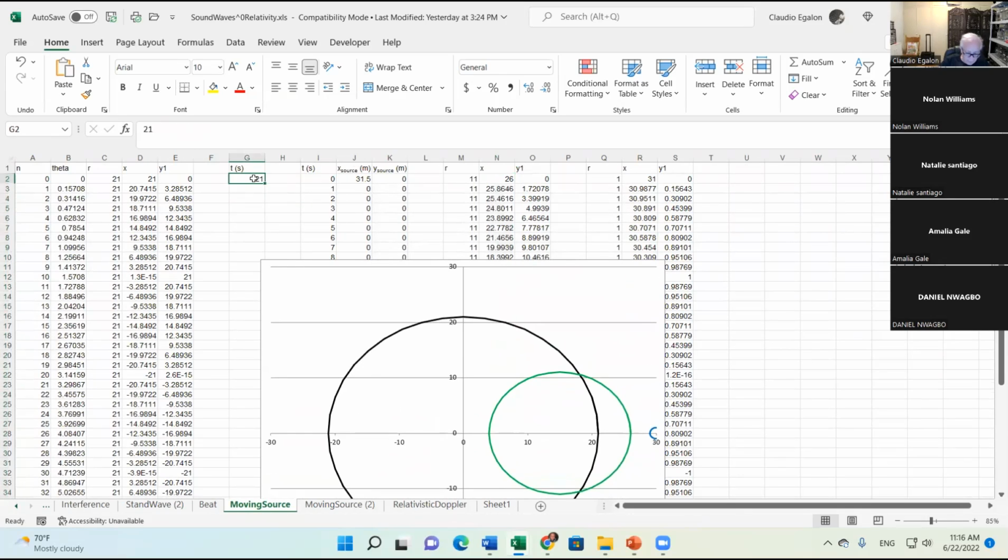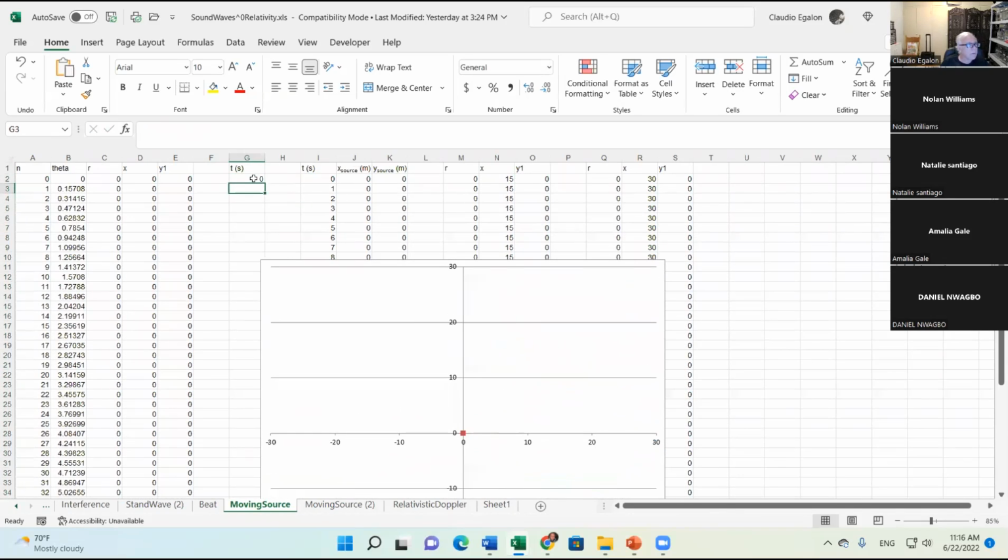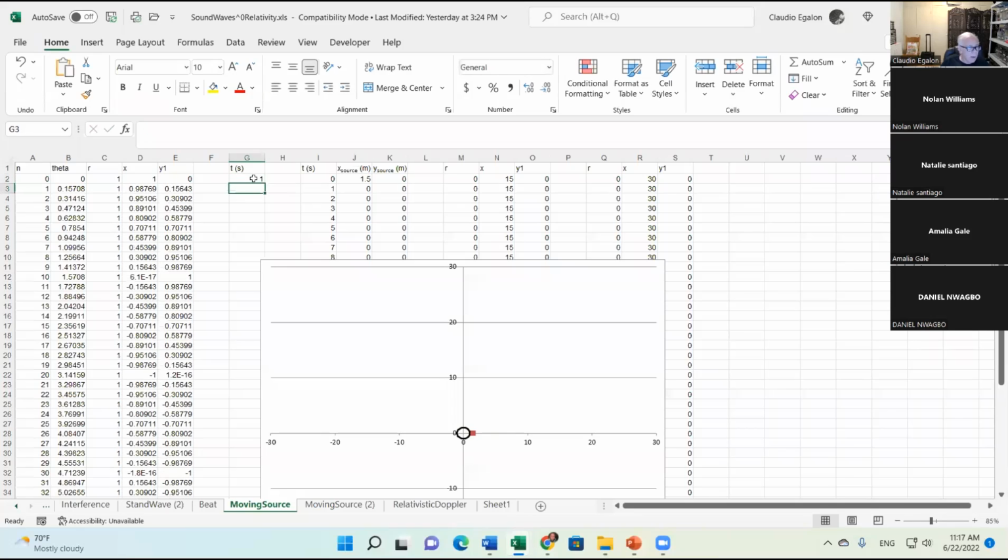Okay, now let's start again. 0, right? 1, 2, 1, 2, 3, 4, 5, 6. See that airplane leaving the wave front behind? Because it's flying faster, or moving faster, than the wave itself. 9, 10. Here you go.